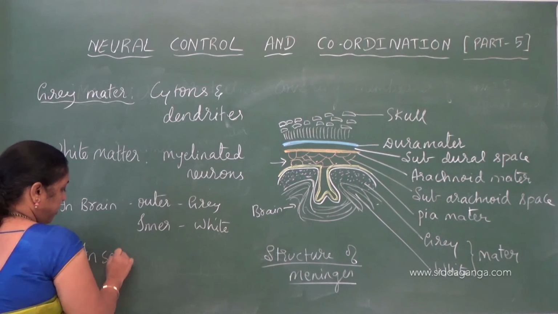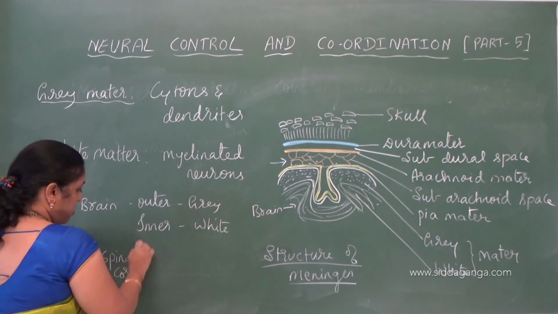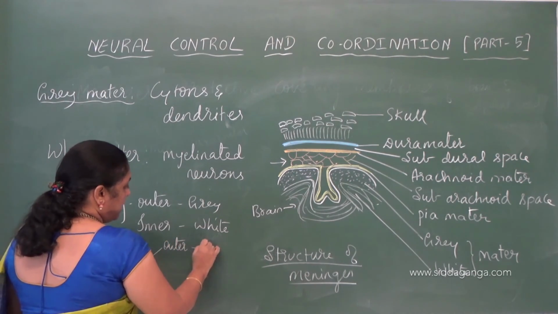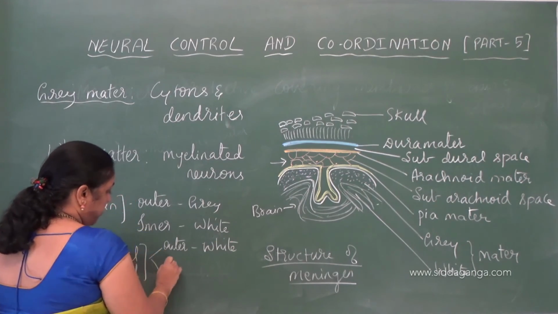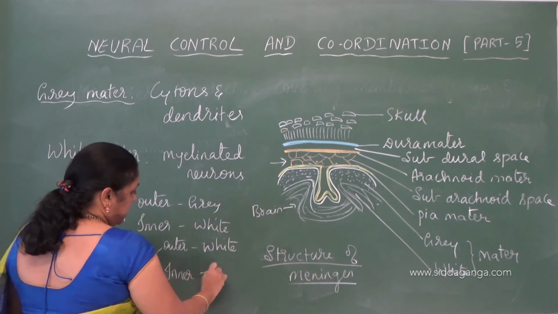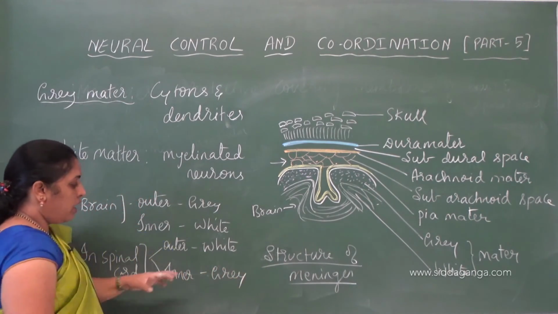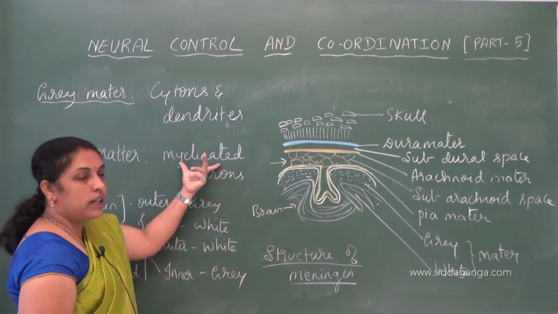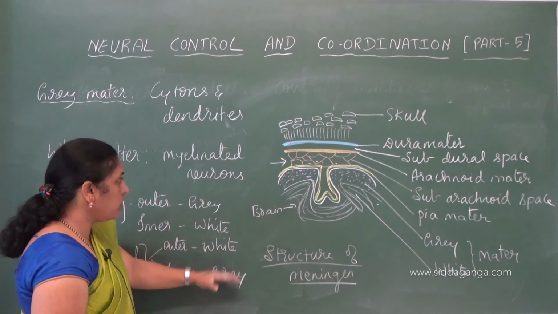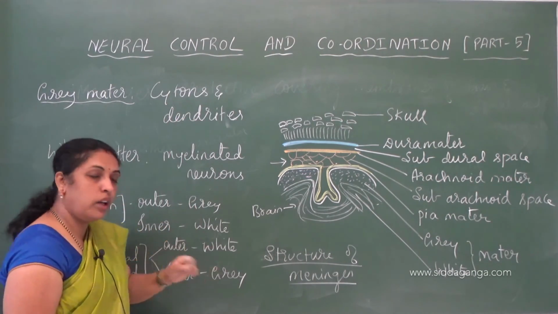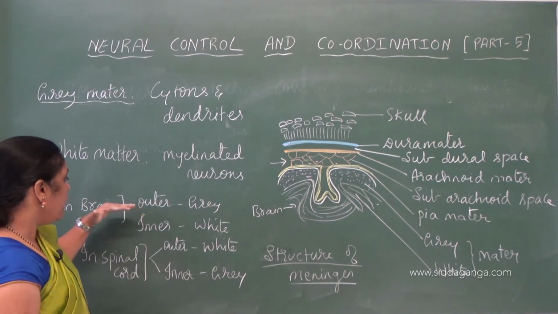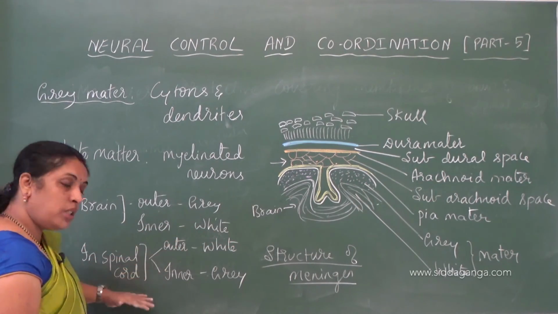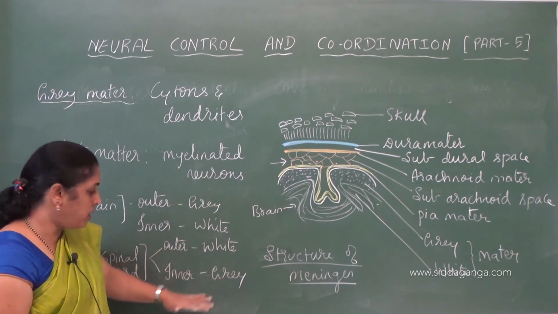In spinal cord, outer is white, it consists of white matter, inner is grey matter. That means on the outer side of the spinal cord we see white matter, which contains myelinated neurons. Grey matter contains cell bodies and dendrites. This is opposite, and you must remember it for competitive exams. In brain outer contains grey matter, inner contains white matter, whereas in spinal cord outer contains white matter, inner contains grey matter.